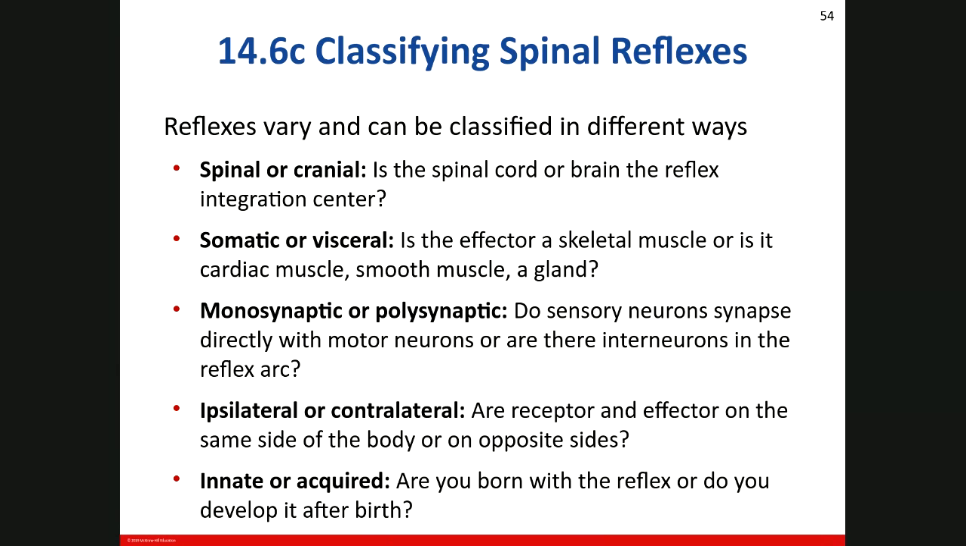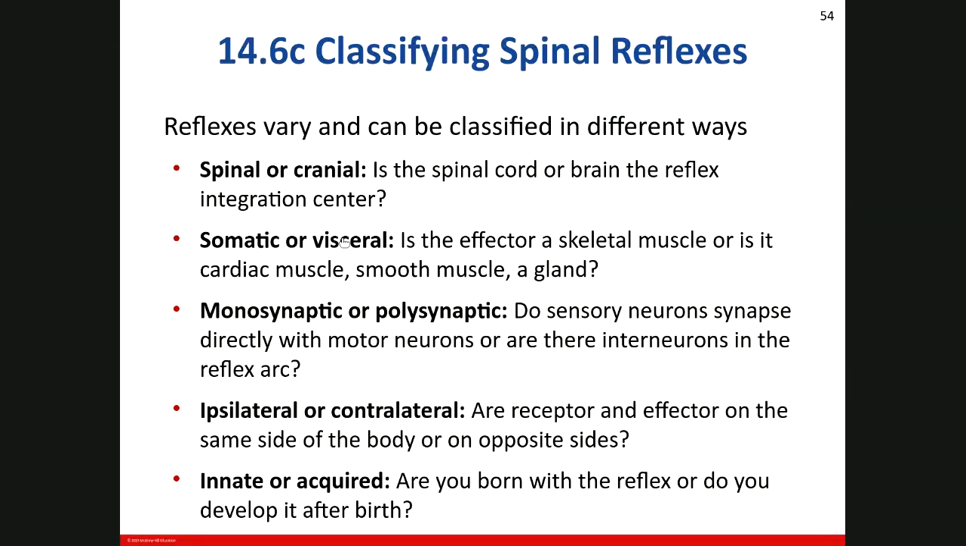Our reflexes are classified in different ways. Some of our reflexes are spinal and some of them are cranial. It means that sometimes our spinal cord is the integration center and sometimes our brain is the integration center. Some of our reflexes are somatic and some of them are visceral. The meaning of somatic is this: our effector is a skeletal muscle, and sometimes it's visceral. It means that our effector is the cardiac muscle, a smooth muscle, or gland.